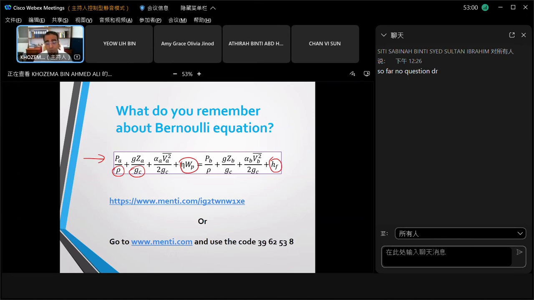Before we end our class for today, if I ask you to put in the chat box or unmute your mic and give me the answer, what do you remember about Bernoulli equation that you have learned with Dr. Halina? None of you will give me any answer, right? So to avoid that, I'm going to be using this called Mentimeter. You can either use this link or go to menti.com and use this code and answer this question. Don't worry, your answer will be anonymous.